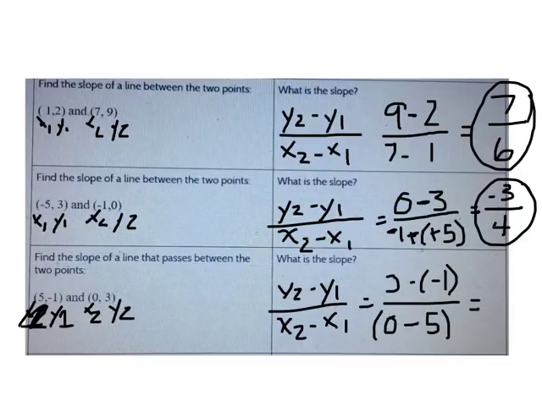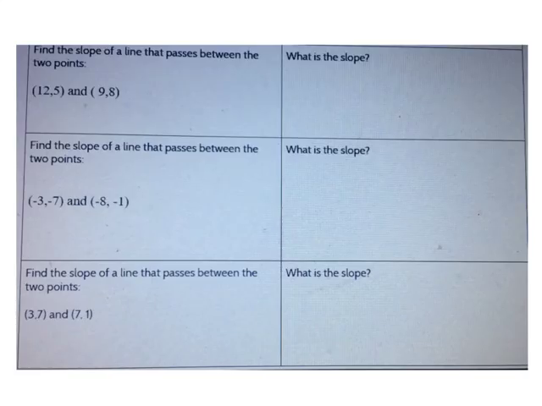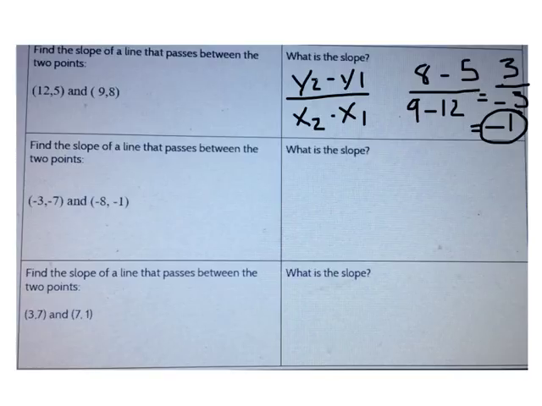What's 3 minus -1? It's 4. What's 0 minus 5? It's -5. So the correct answer is -4/5. Now you try 3. Find the slope that passes between the 2 points 12,5 and 9,8. What's the slope? The slope is -1.